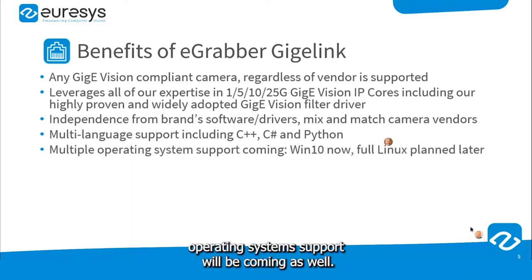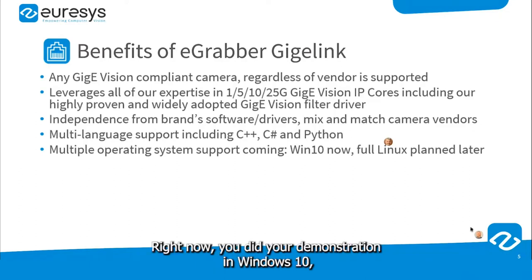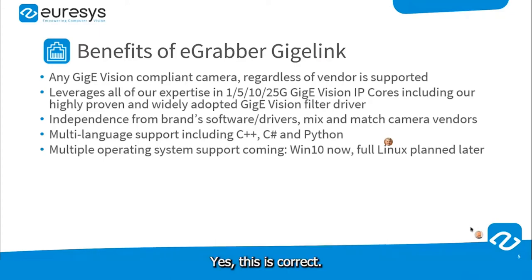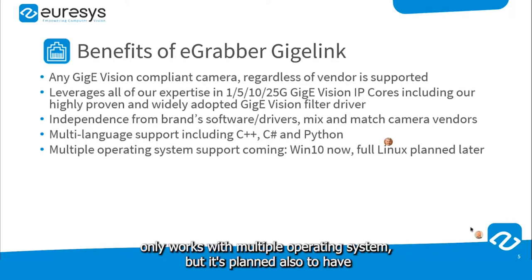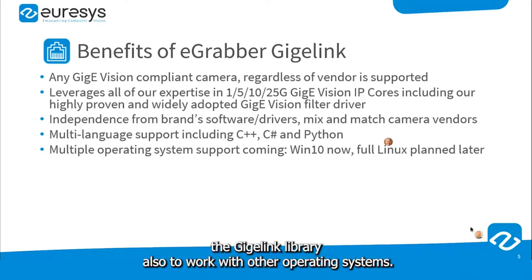Multiple operating system support will be coming as well. Right now, you did your demonstration in Windows 10, but I understand that full Linux support is planned as well. Yes, this is correct. Right now, everything concerning CoaXPress works with multiple operating systems, but it's planned also to have the Gigelink library work with other operating systems.